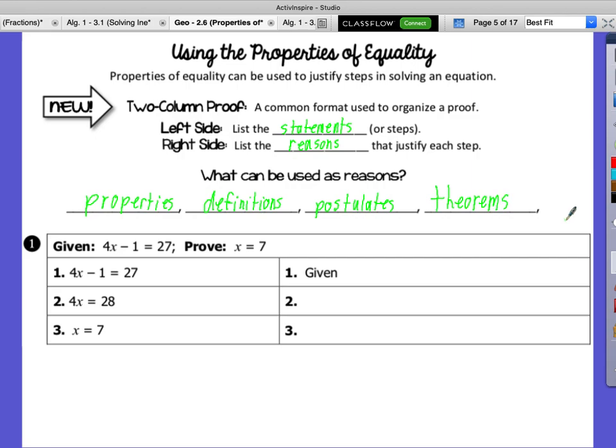So anytime in a proof, we'll be given something. We have to have a starting point. And then we're going to be trying to prove something here. So here we're given this equation, 4x minus 1 equals 27. So that would go in our first step on our statement side, on our left side here. Because that's our first statement. That's like our opening argument. Hey, we're starting with 4x minus 1 equals 27.